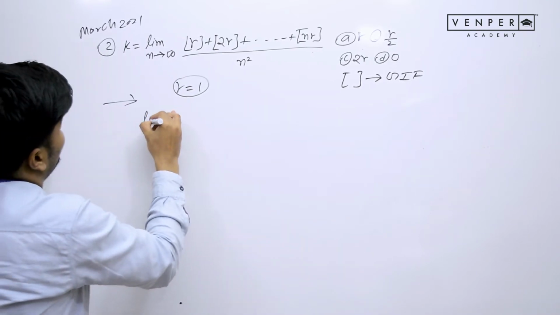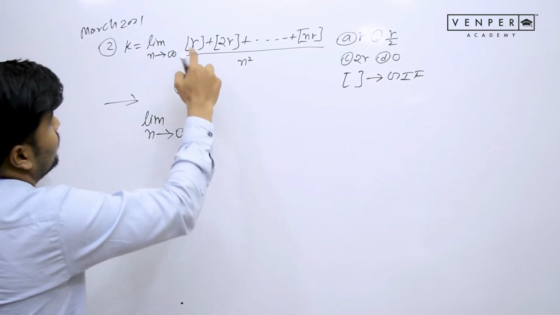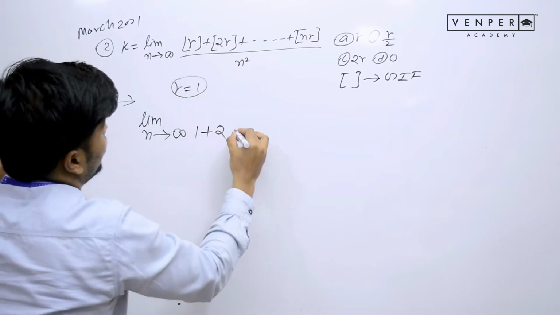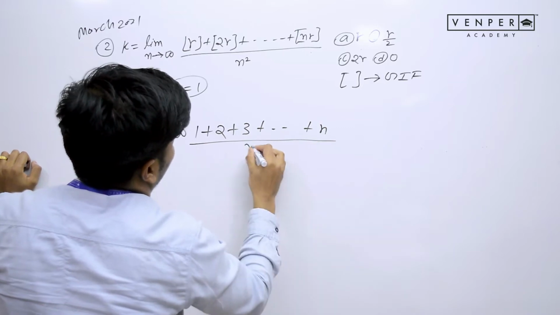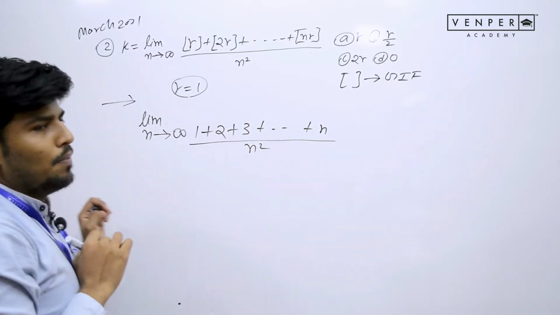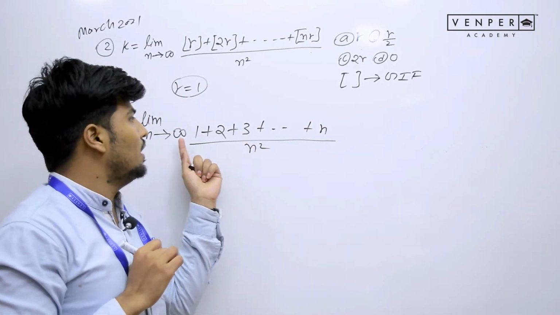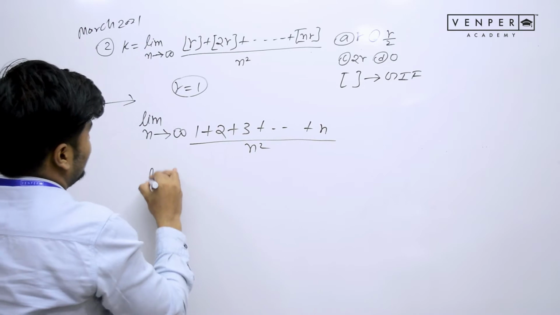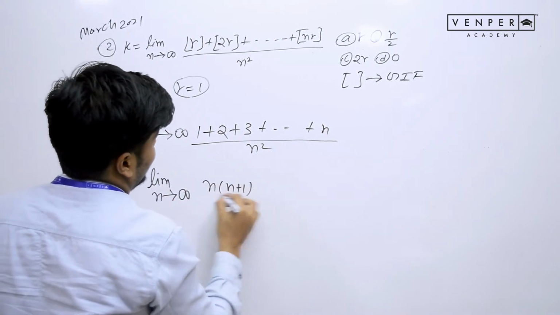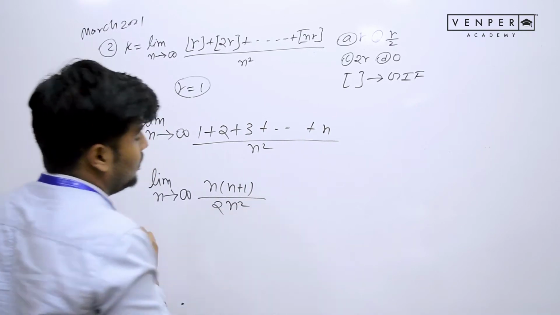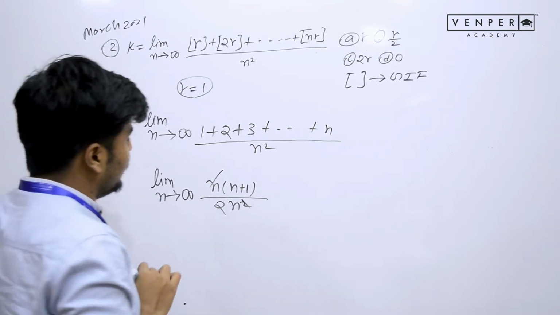Now see my dear students, what we can do is limit n tends towards infinity. As the value of r I have taken 1, it will become 1 plus the next term, which will be 2, the next term 3, up to n, divided by n square. Everybody remember the formula for the sum of n natural numbers starting from 1. I hope you remember that: n into n plus 1 divided by 2. And n square is already present in the denominator. Can I cancel this n and this n square? I hope I can do that.